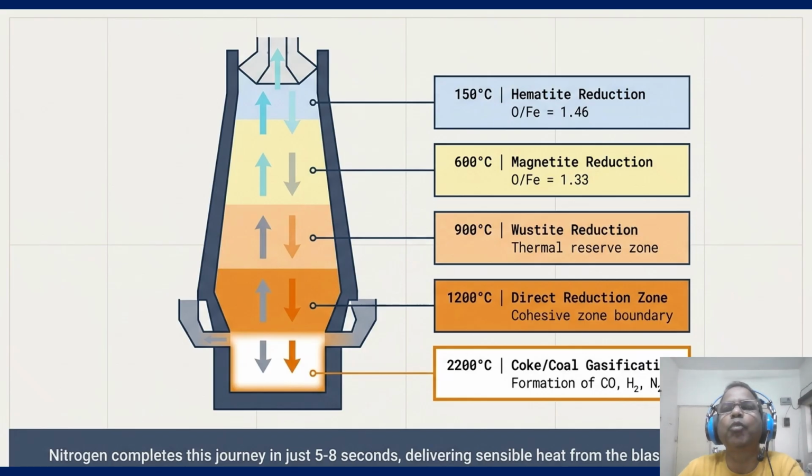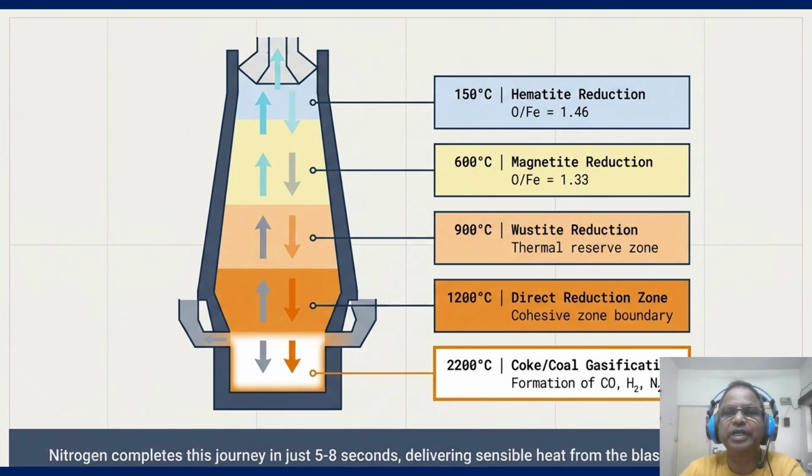Finally, at the bottom, you'll see the coke and coal gasification occur at 2200 degrees. The operational impact is staggering. Nitrogen completes this entire vertical journey in just 5 to 8 seconds, delivering sensible heat. So if your thermal reserve zone shrinks, your reduction kinetics fail. You must maintain this temperature leveling to ensure iron is chemically ready before hitting the melting zone.